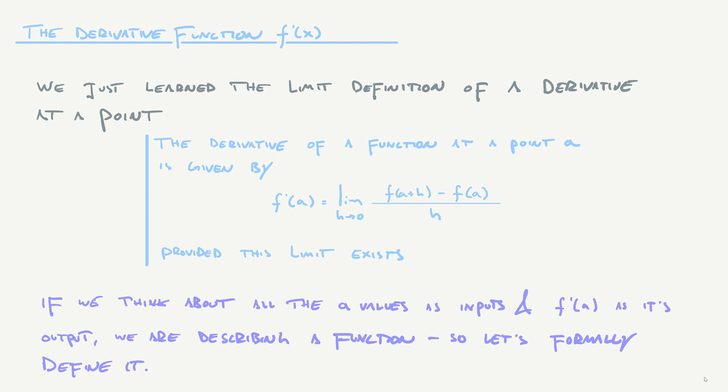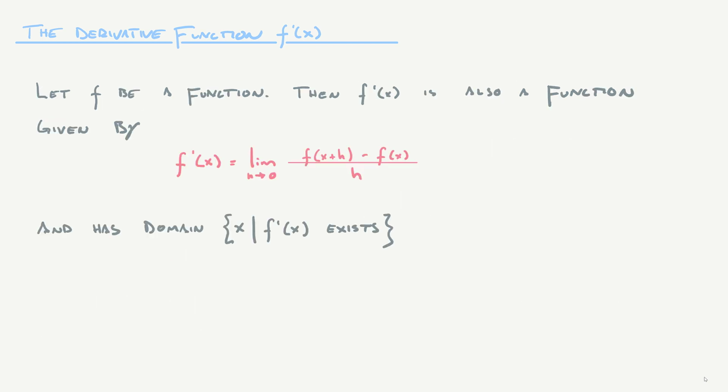If you think about all the values of a that you can plug into the derivative at a point as the inputs of a function, then the output, f prime of a, is basically describing the function's slope. So you have this sort of input-output relationship, and each point that you plug into the derivative is going to give you one specific number, namely the slope of the graph at that point. So this is the derivative definition in terms of a function. It's the limit definition of a derivative as a function.